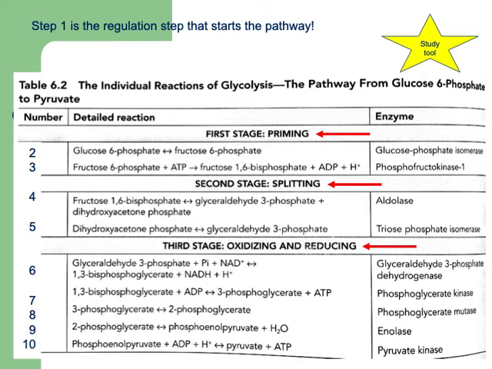Then we have the third stage, which is all about producing oxidizing and reducing agents and ATP. The oxidizing and reducing agents will go to the mitochondria and will be used in the electron transport chain to yield ATP. So the oxidizing and reducing stage is steps 6 to 10, or 6 to 9 inclusive.